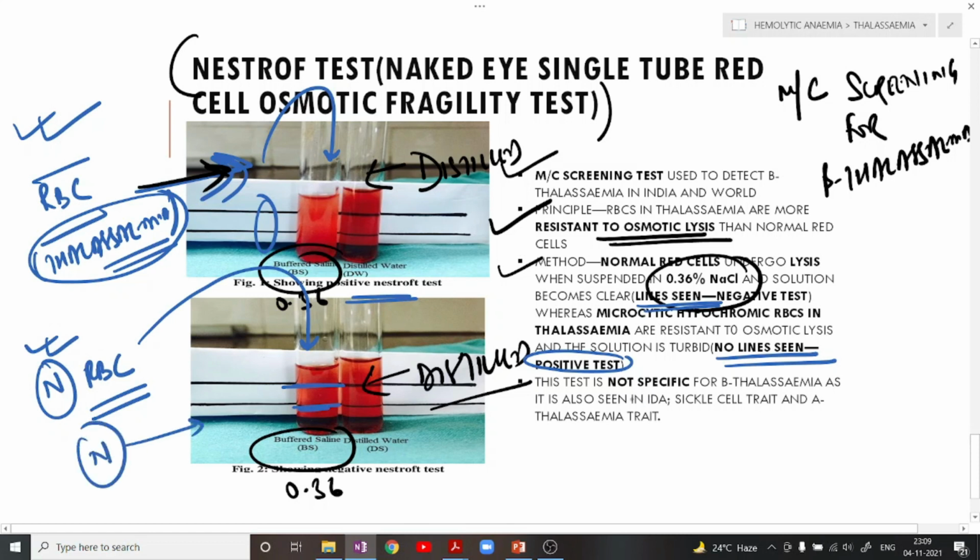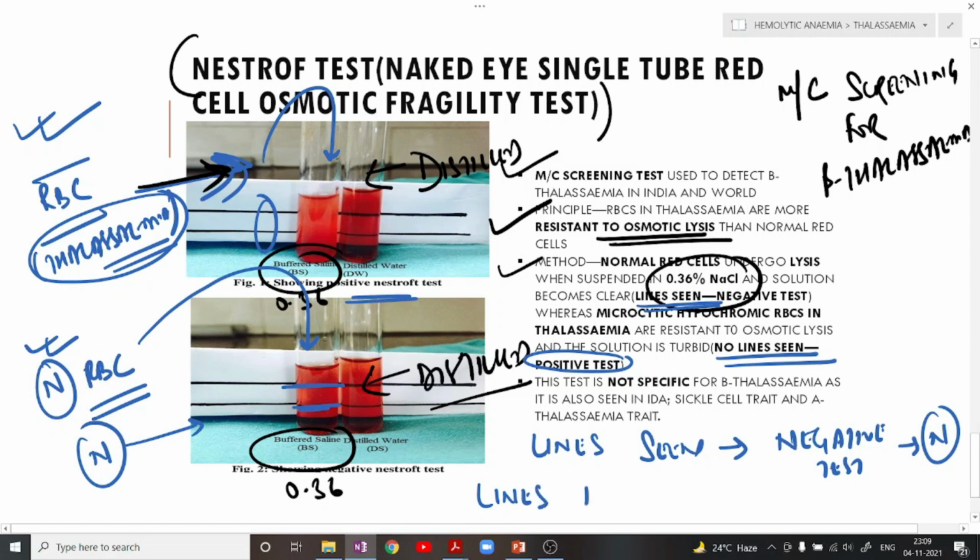So remember one thing, that if the lines are seen, as in the second case, it is a negative Nesterov test. It is a negative test and the person is normal. If the lines are not seen, it is a positive test, and it is indicating thalassemia. Remember, it is a screening test, it is not a confirmatory test.